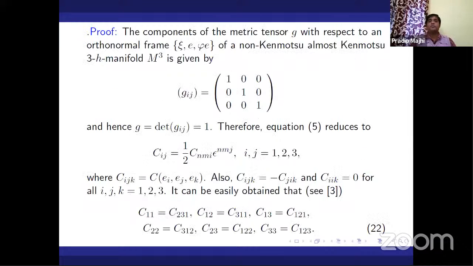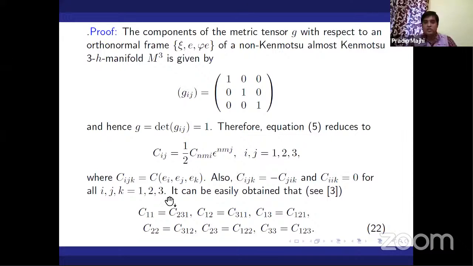So the idea is, with respect to an orthonormal frame field Xi, E, phi of a non-Kenmotsu almost Kenmotsu 3-manifold M3, the components of the metric tensor g is the identity matrix. So in this case, small g equals the determinant of g_ij, and that equals 1. Just remember equation 5 reduces to this, the relation between the (0,2)-type Cotton tensor and the (0,3)-type Cotton tensor. If we use the value of g here, we get this.